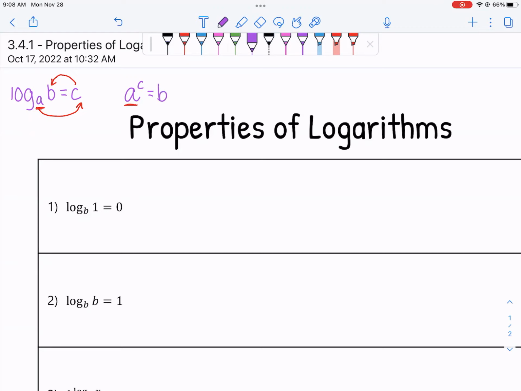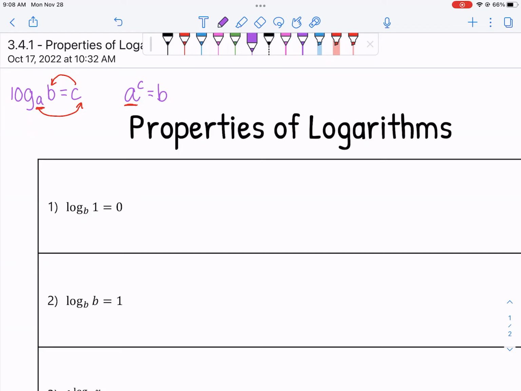Knowing how to do the loop-de-loo is going to be incredibly important for all of the properties of logarithms and also for the next section where we talk about logarithmic equations and exponential equations. It's really important that you know this loop-de-loo method. It's easy to get down and it works in both directions, right?